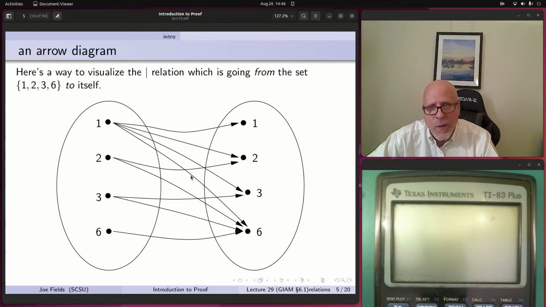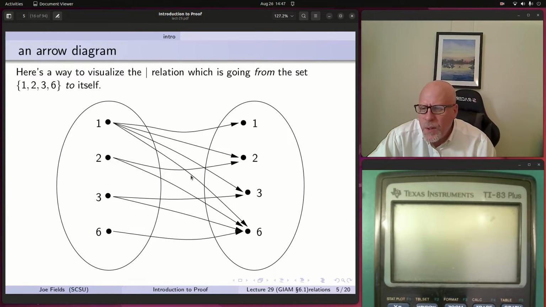There's the picture. You've got the numbers 1, 2, 3, 6 on the left and the numbers 1, 2, 3, 6 on the right. And by the way, that's very non-standard, right? When you have a Venn diagram, usually, if there's one set, there should be one loop around everything. The problem is that a diagram like this becomes very crowded when you try to put it all in one thing. So I've made two copies of the set and show the arrows going from one copy to the other. What can you see about the relation from this diagram?